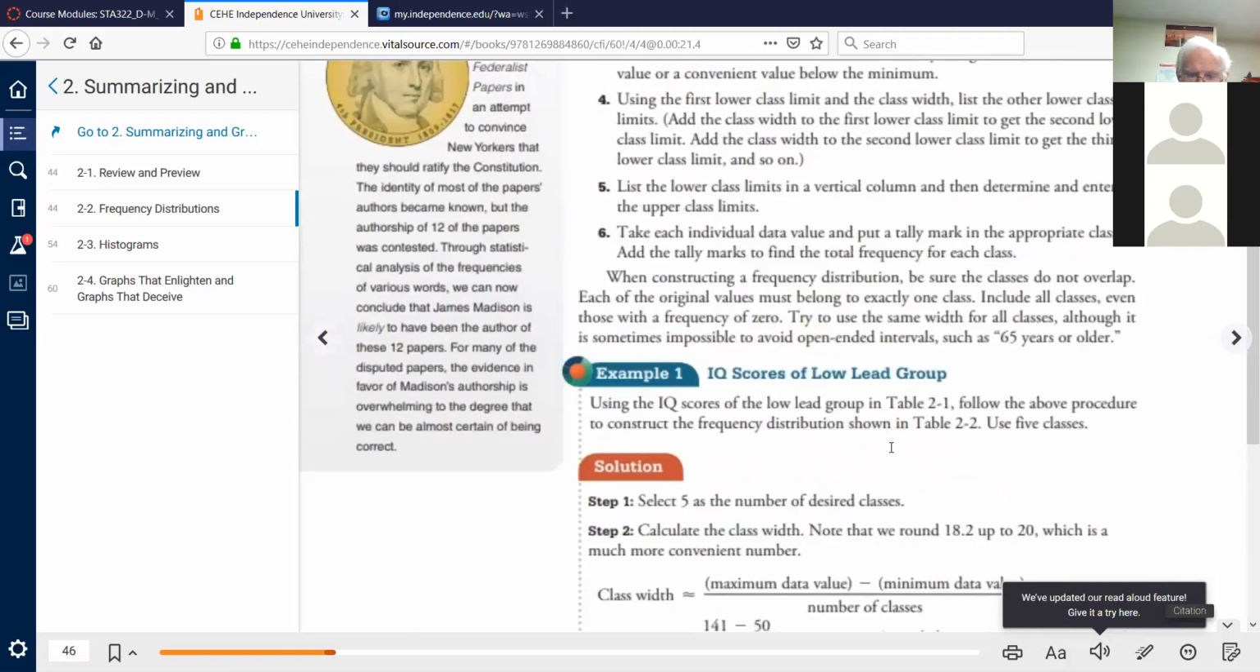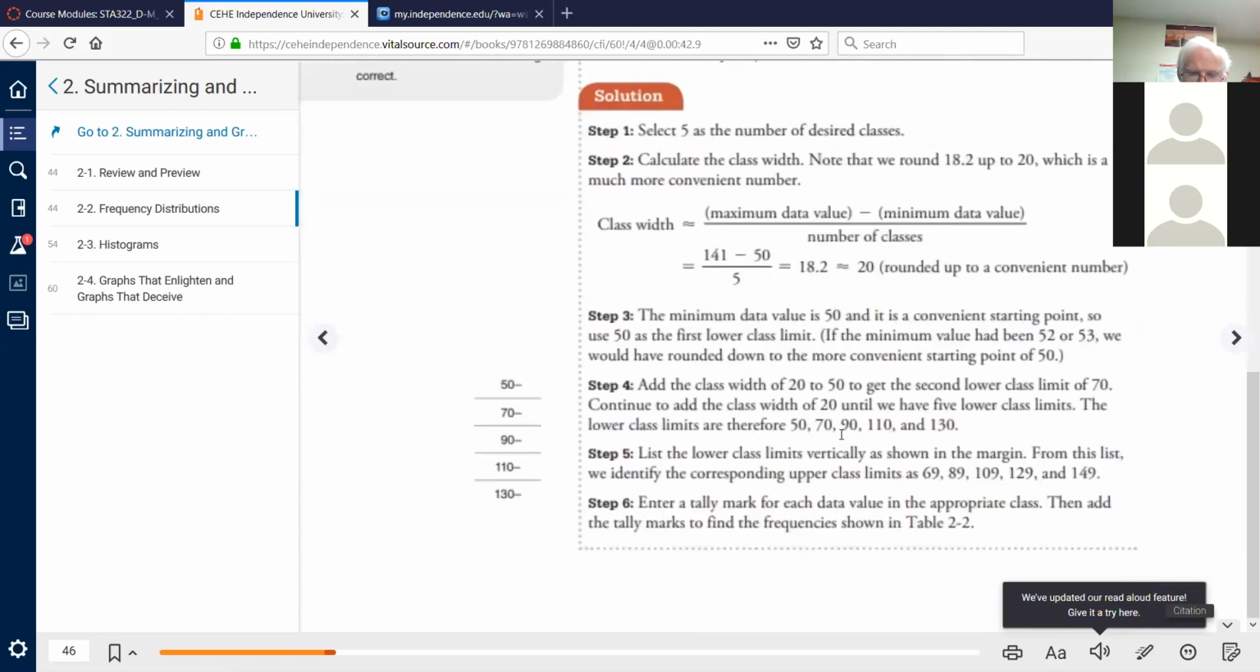I'm not going to go through how they chose the class widths. They decided the number of classes that they wanted, and then figured out what their range was, which ranged apparently from 50 to 141. So we simply took that difference and divided by the number of classes and then rounded it up to a convenient number. Could this have been 18 or 19? Sure, but it would have been an inconvenient number. So we just round those up.